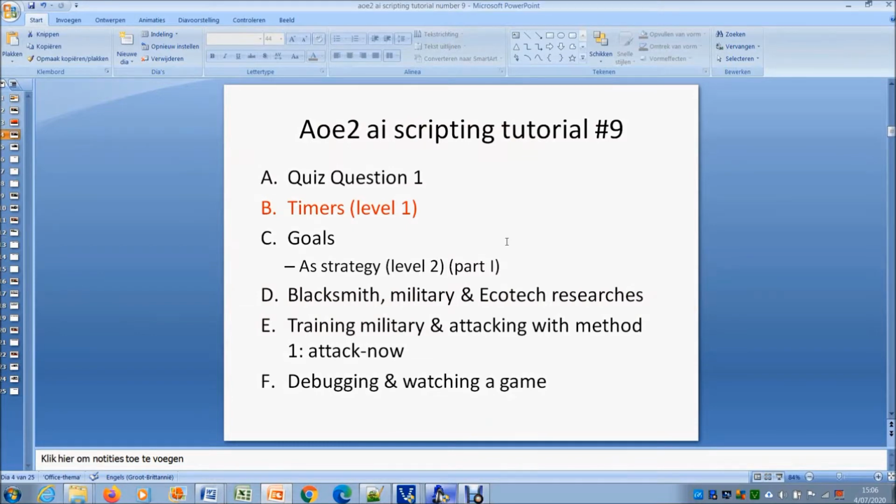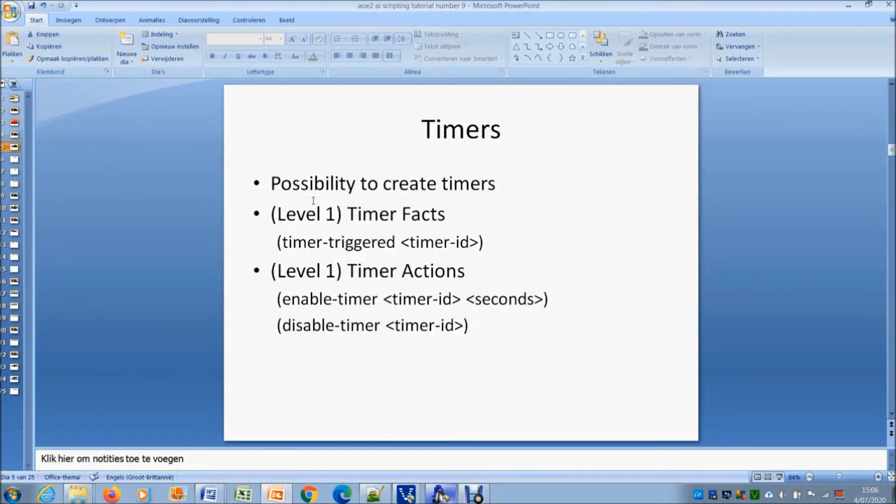We will immediately continue with B, timers, which is level 1 programming. We have the possibility to create timers in aoe2. There is one timer fact in level 1 programming, timer triggered, and 2 timer actions in level 1 programming, namely enable timer and disable timer. Now it is more or less self-explanatory what this means, but we are going to have a look at the strategy builder guide to see what the explanation is.